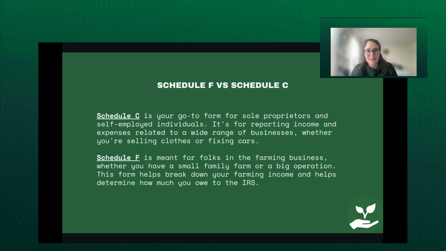Another form that we commonly see producers having to fill out is the Schedule C. Now, Schedule Cs can apply for many types of small businesses that aren't agricultural. But if you also happen to sell value added products that you produce on your farm, say if you've made your berries into jam, or if you have another value additive process like that, you may also have to fill out the Schedule C form in addition to the Schedule F.